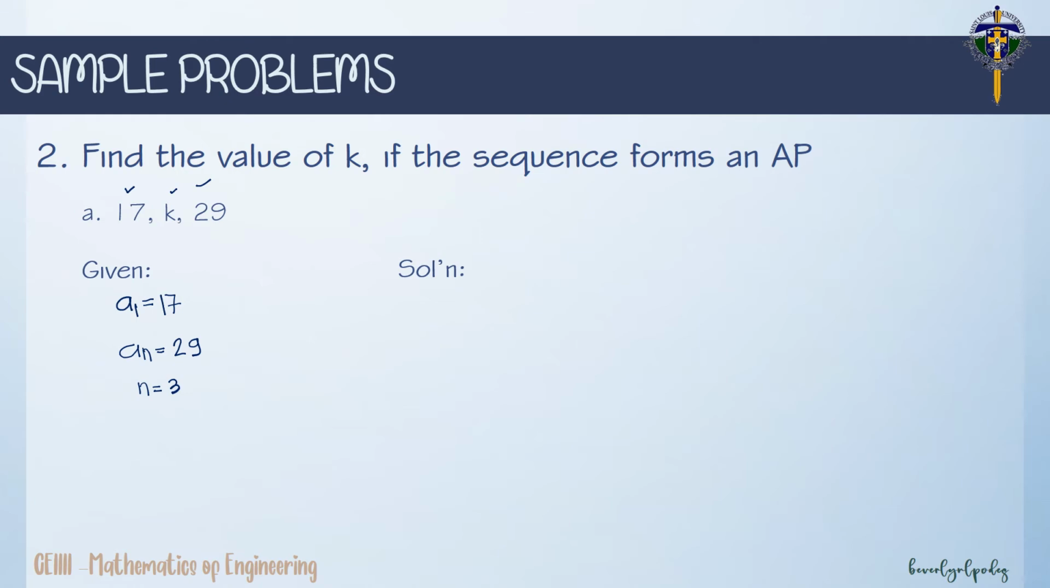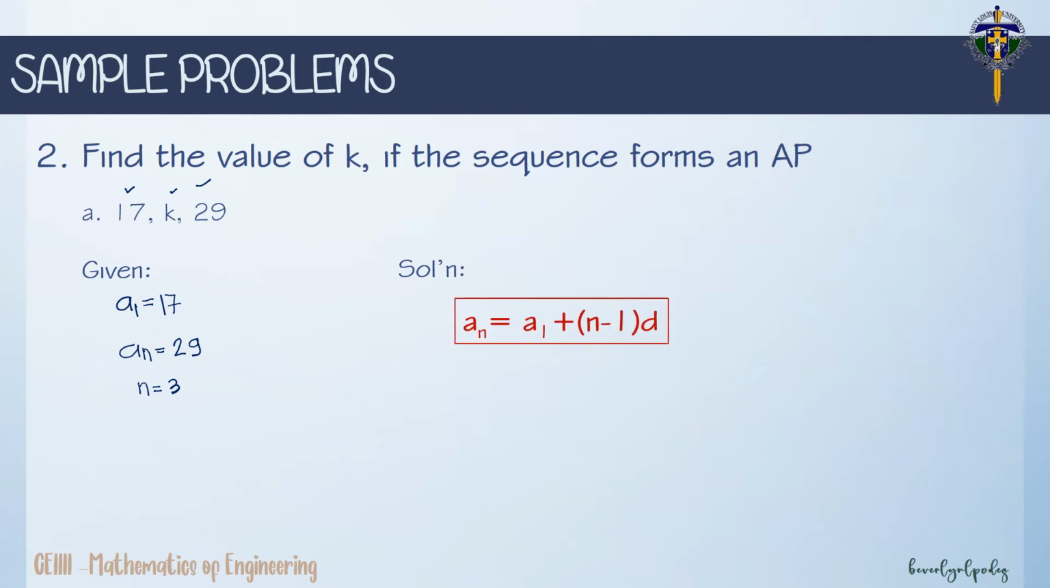So we do not know the common difference. Should we have known the common difference, then we can simply add the common difference to this first term so that we'd be able to get the value of the second term. But we can solve the value of d by using this equation.